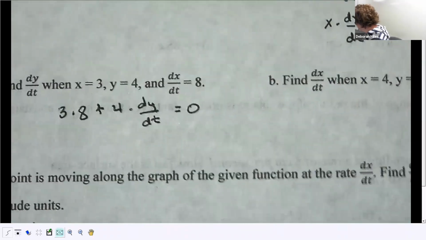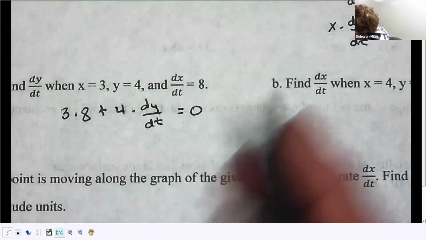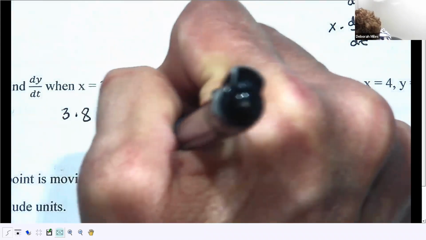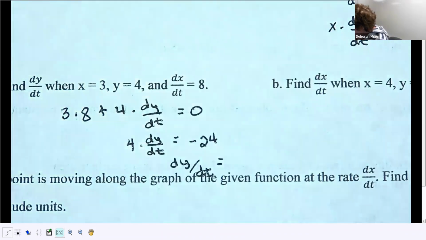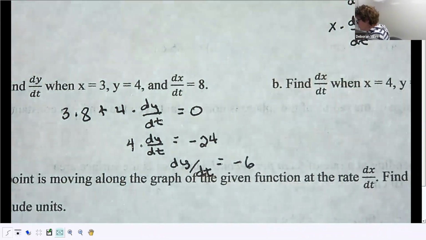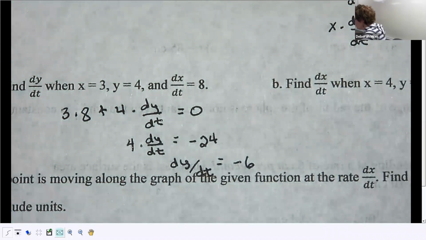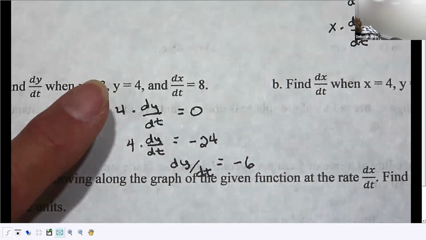I can solve that equation for dy over dt. Subtract 24 from both sides, and divide both sides by 4. And I'll get dy over dt is -6. Let me show you what that means, looking at our circle. The ordered pair 3, 4 would be right here.